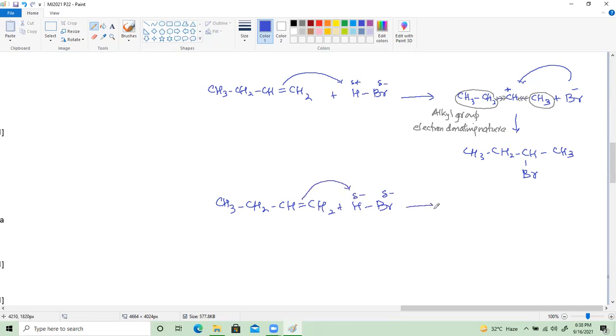See here, we are now attaching the hydrogen atom to that carbon atom of the double bond, which has a lesser number of hydrogen atoms. So it will be added to this carbon now, and now this carbon on the end will become a carbocation. Along with that, bromide ion is formed, and this bromide ion attacks it, and it results in the formation of 1-bromobutane.